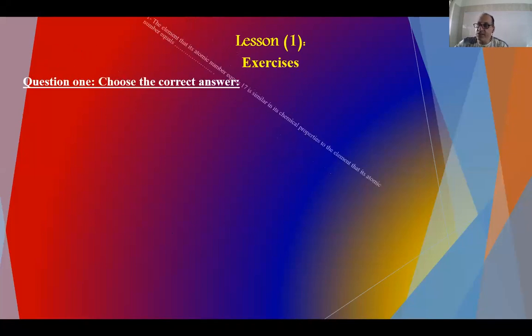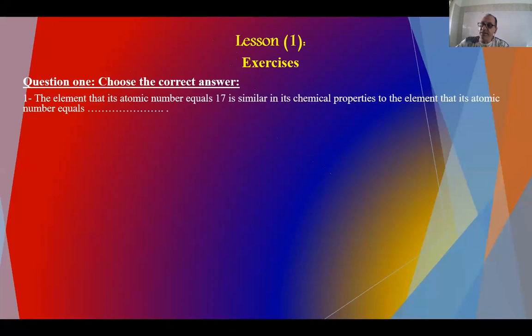Choose the correct answer. The element whose atomic number is 17 is similar in its properties to the element whose atomic number equals... give me four choices. 17 means 2, 8, 7, so the outermost level has 7. So I must think this way: the one with the similar properties must have 7 electrons in its outermost energy level.